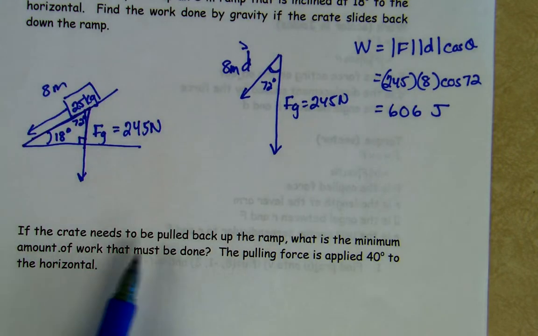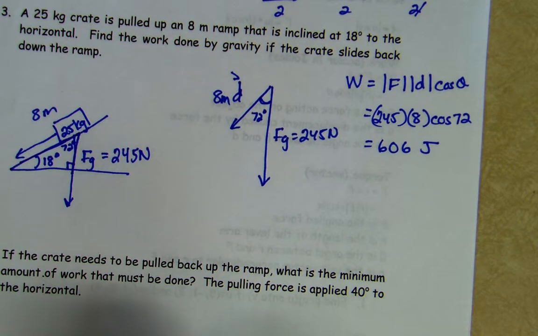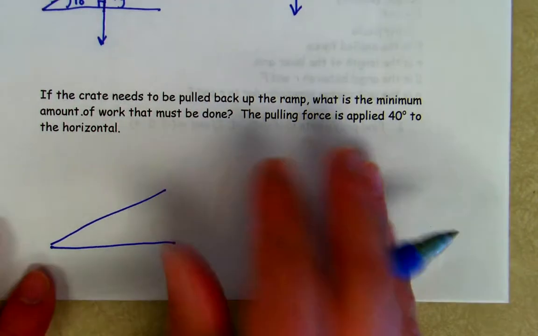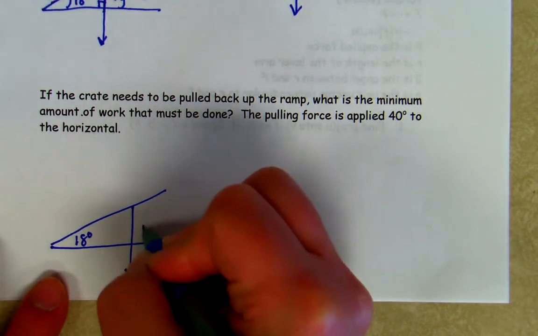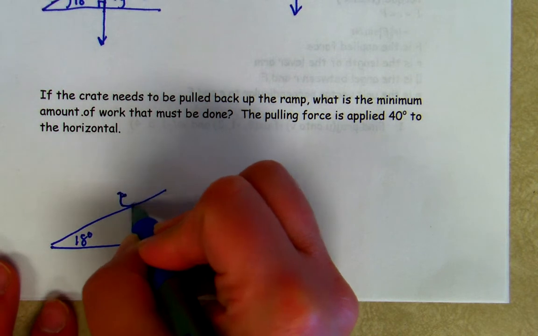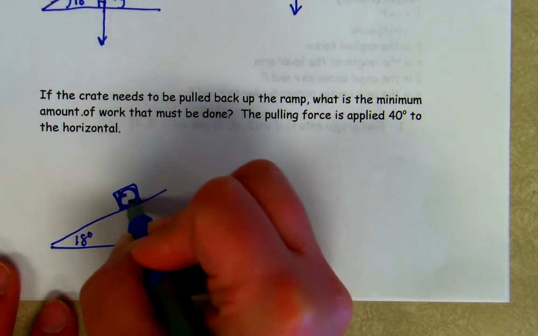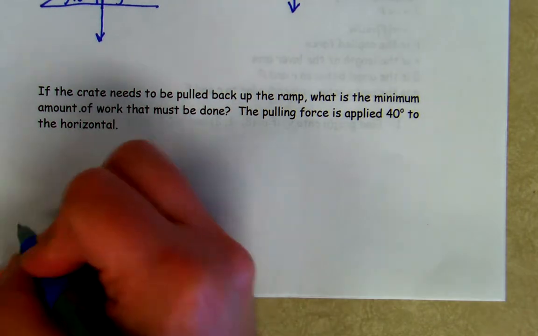Now, if the crate needs to be pulled back up the ramp, what's the minimum amount of work that must be done? The pulling force is applied 40 degrees to the horizontal. So there's my ramp. So you need to see that. Here's my 18 degrees. There's gravity that wants to pull it, and I'm going to put my crate there. I'm not going to make it round, I'm going to make it square. The result of gravity pulls it down there.